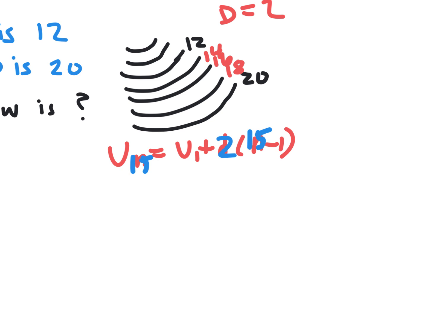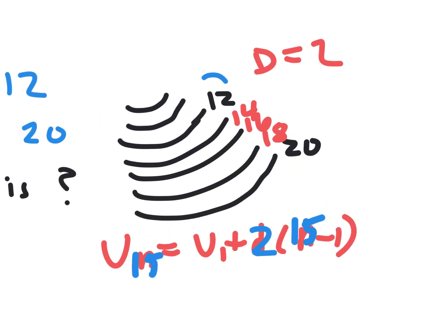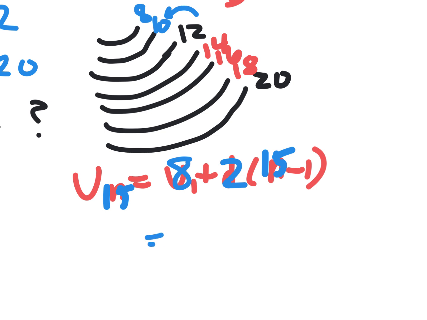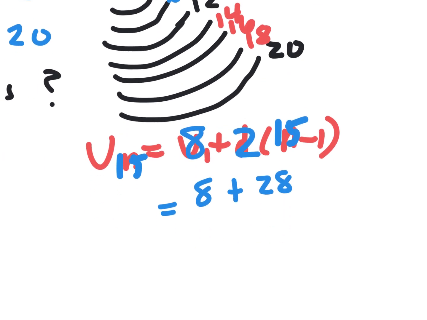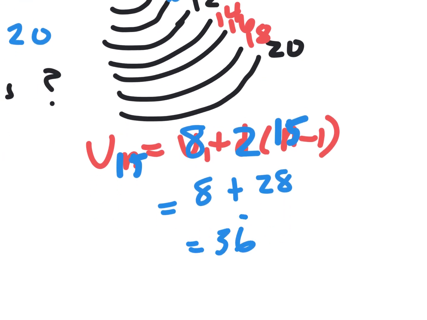What don't I know yet? U_1, which I can figure out. Go back by 2s. This would be 10. This must be 8 in the first row. 8 plus 14 times 2 is 28. 36. Raise your hand if you had 36. Nice.